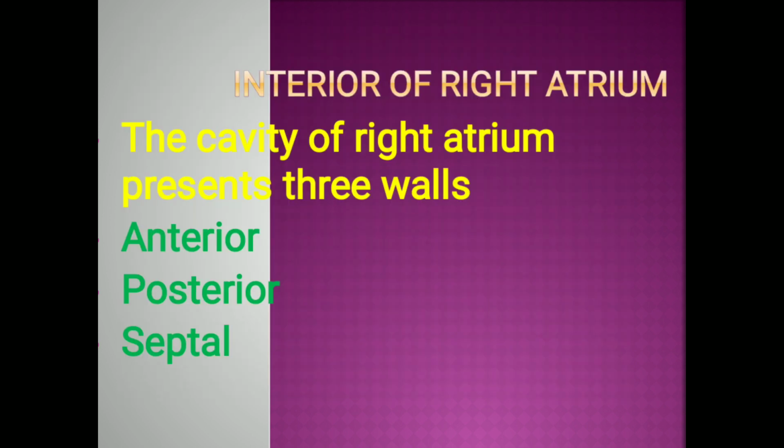Now we'll go to the interior of the right atrium. The cavity of the right atrium presents three walls: anterior, posterior and septal walls.